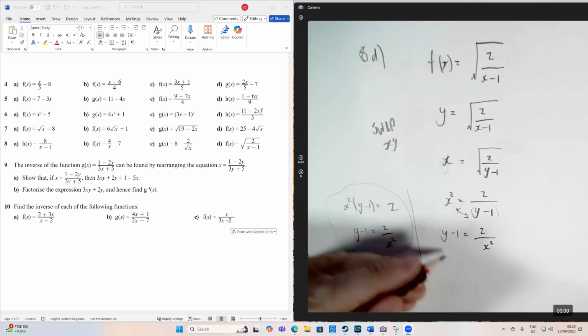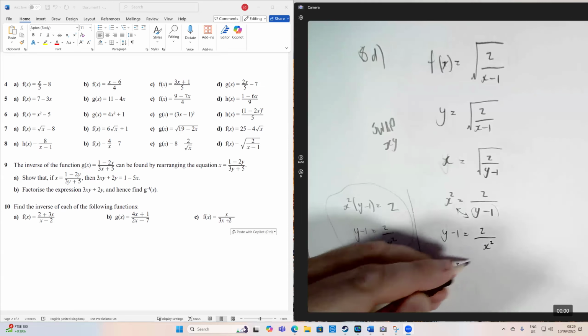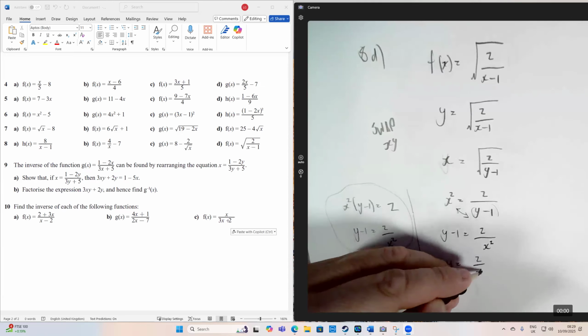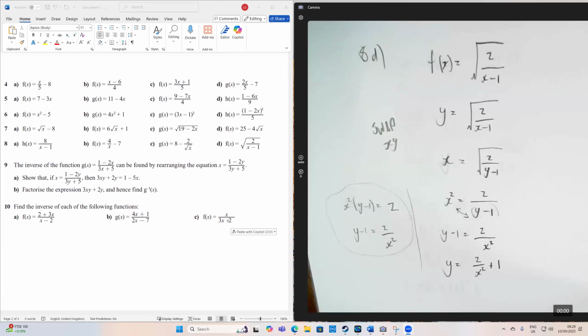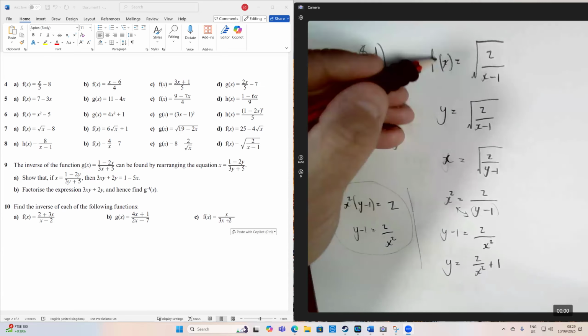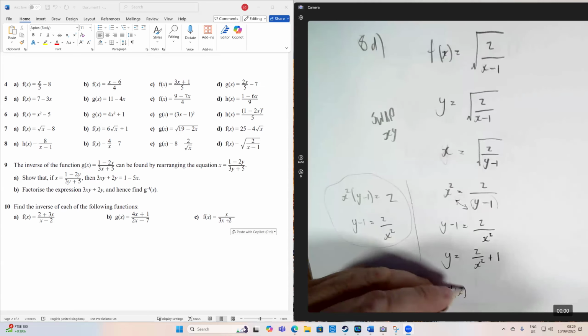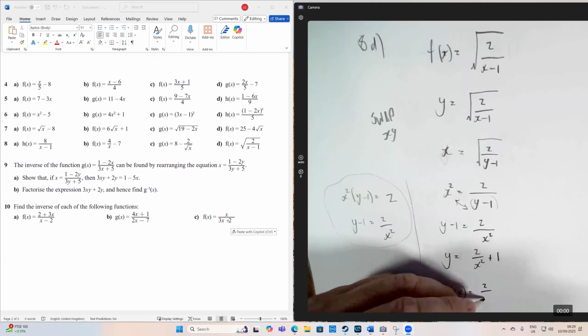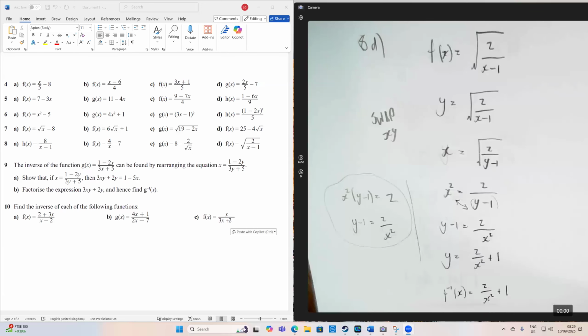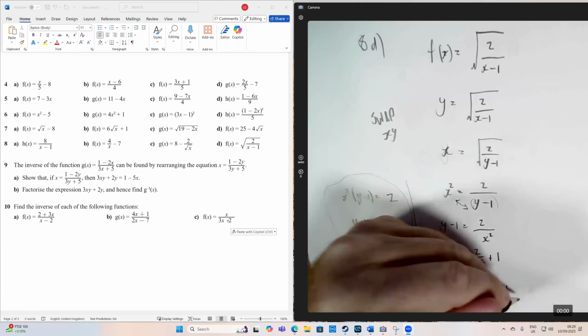I'm now going to add 1 to both sides. So y is equal to 2 over x squared add 1. And that is my answer. Okay, so that is my answer for question 8D there. And finally, I just replace the f of x with the right notation. f to the minus 1, the inverse of x, is equal to 2 over x squared add 1. Now, that's perfectly correct, and that is the right answer.